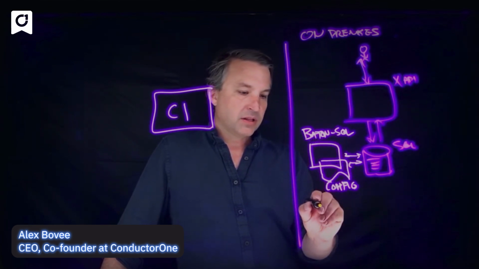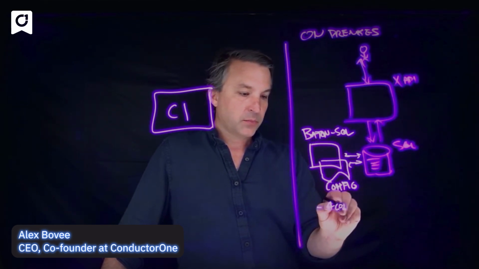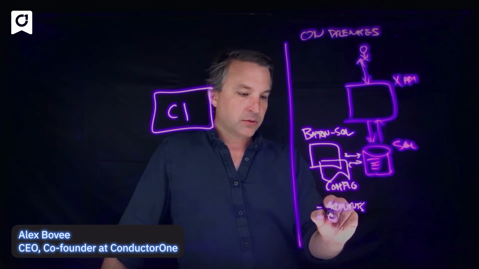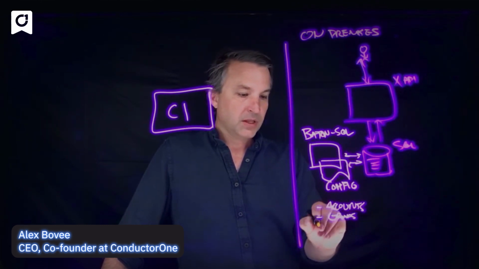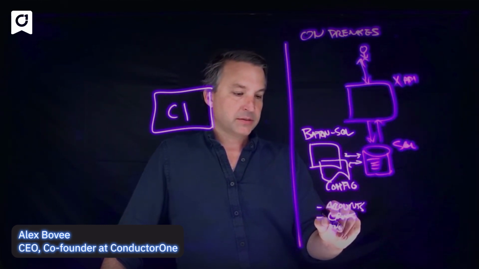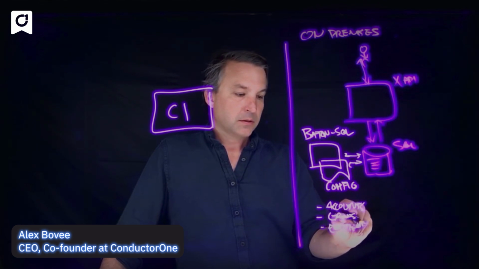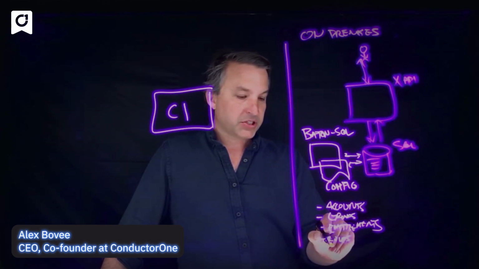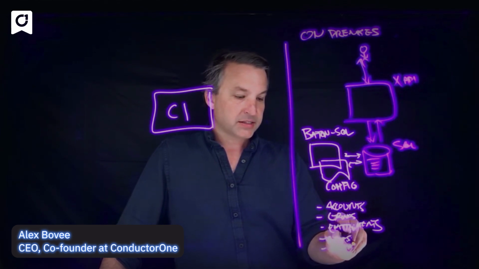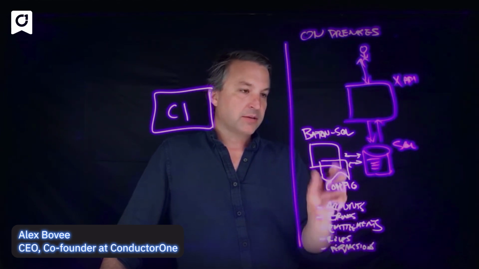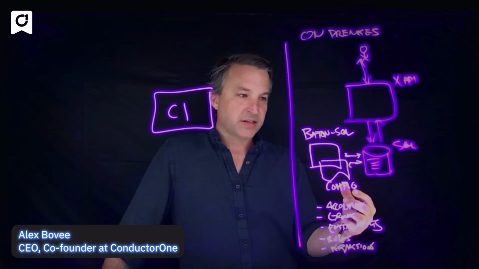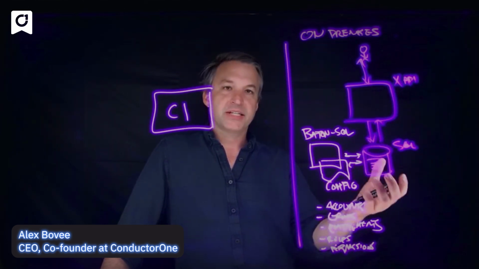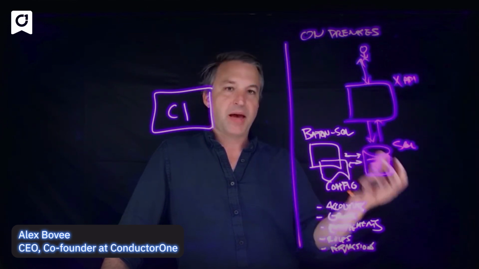So Baton SQL allows us to understand the accounts, whether those are service accounts or user accounts. It allows us to understand groups. It allows us to understand entitlements, roles, and any other custom permissions or resources within that system. So Baton SQL is incredibly flexible and our data model is incredibly flexible and really allows us to model whatever type of authorization system you have in this backend database.